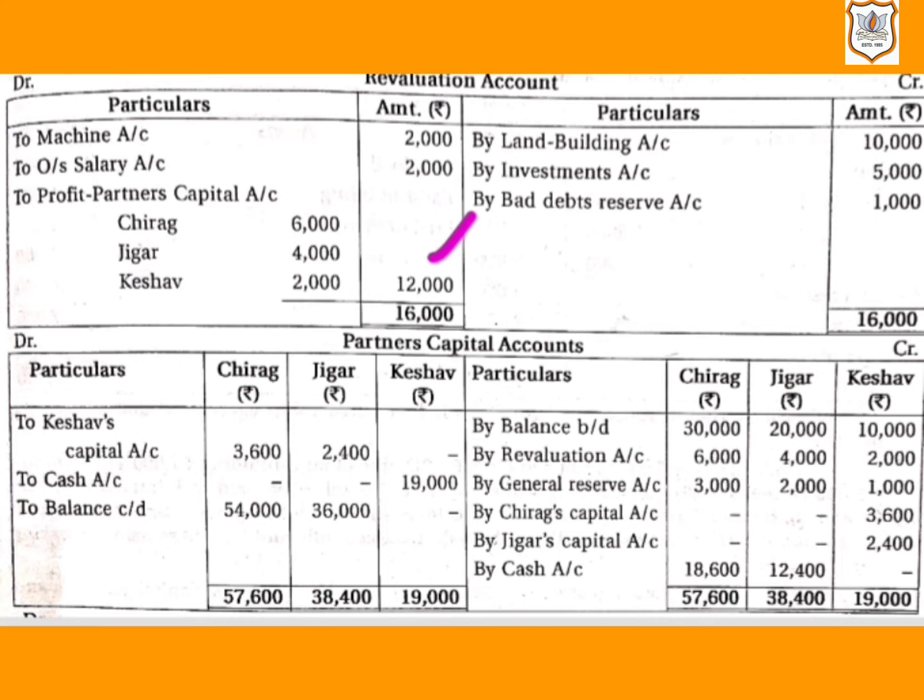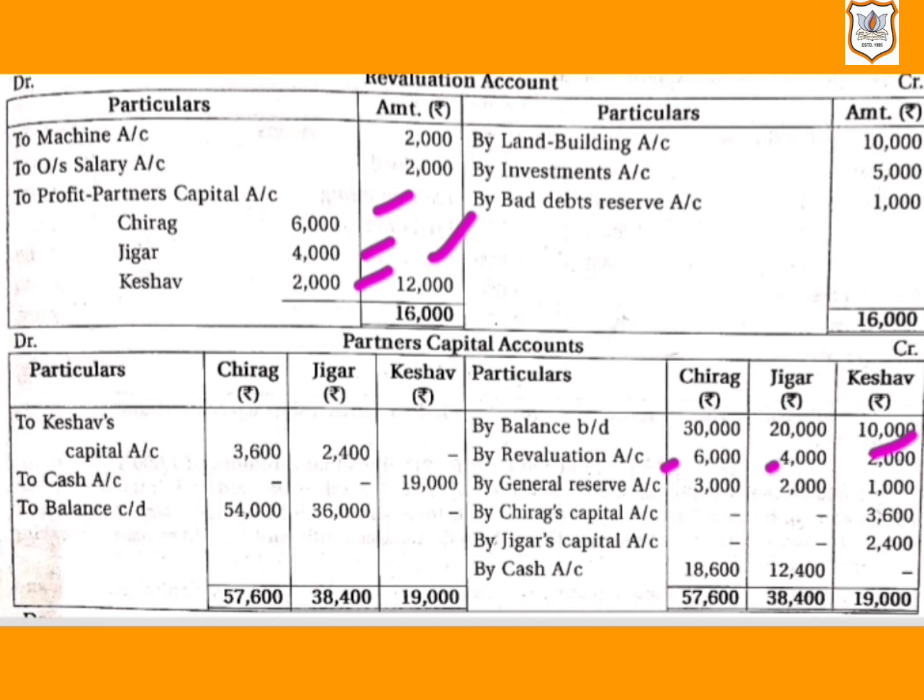So here 6,000 will be distributed to Chirag, 4,000 to Jigar, and 2,000 to Keshav, which will be transferred to partners capital account. On credit side, here it is 6,000, 4,000, and 2,000 revaluation profit.